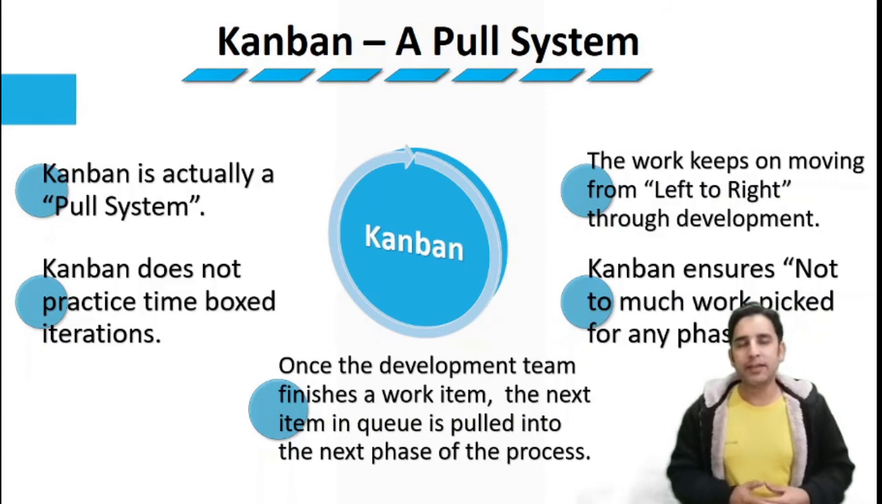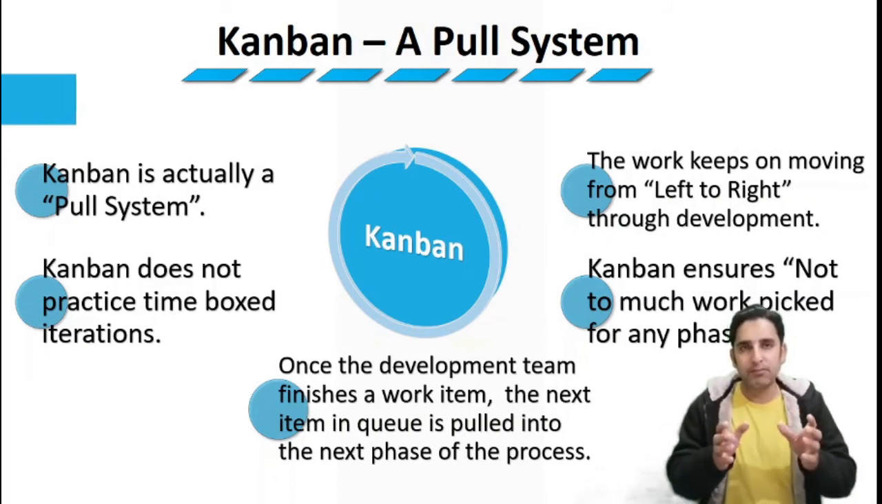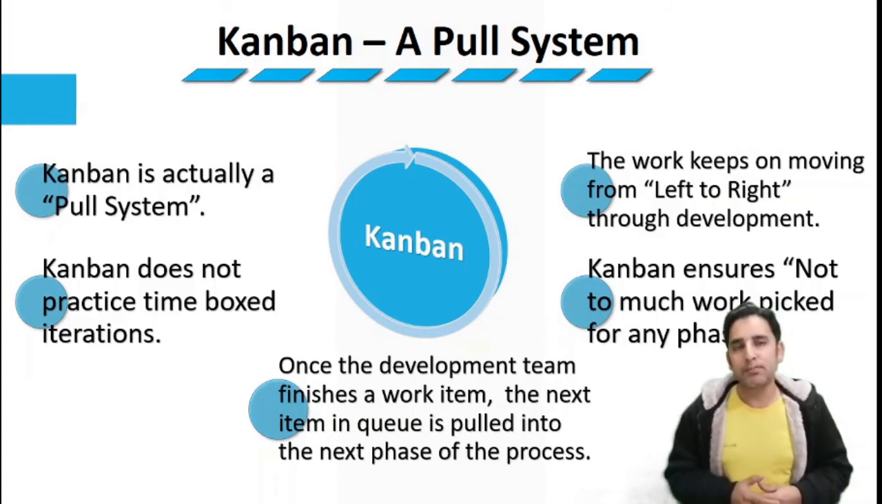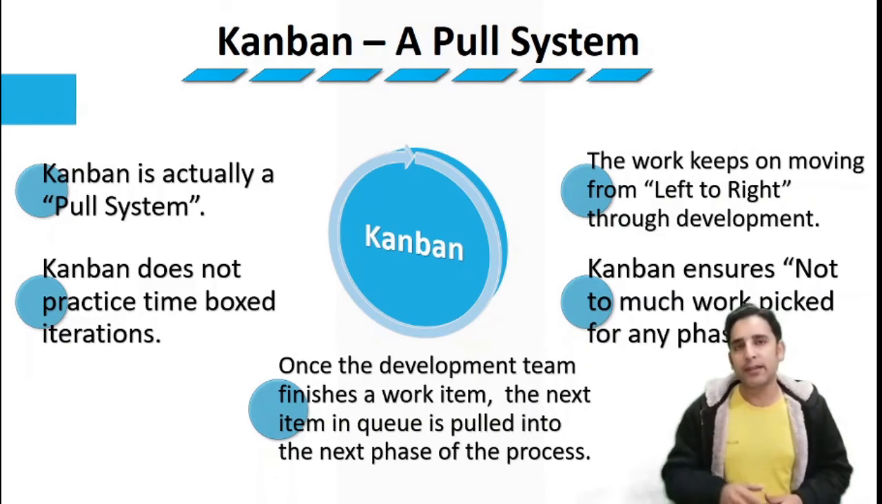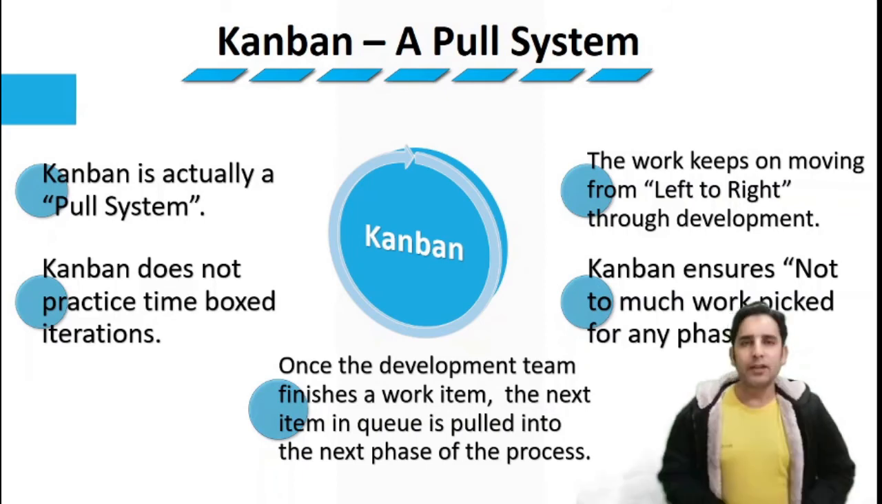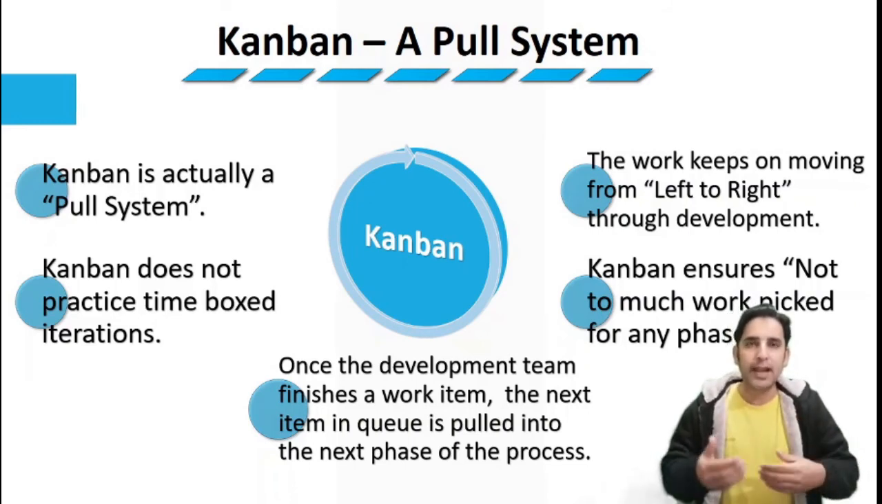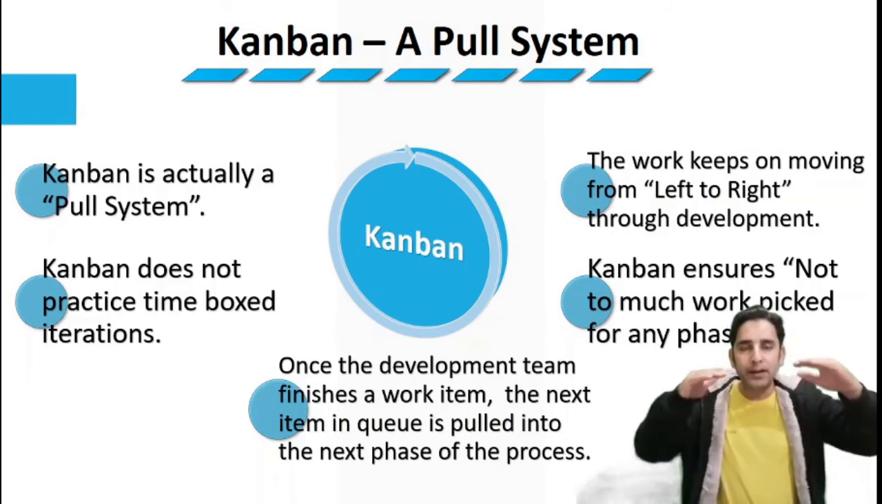Work in progress limits means Kanban restricts the team from picking too much work for any phase, because picking too much work for any phase creates a lot of bottlenecks and makes the team's performance a bit slow. That's the reason Kanban enforces its work in progress limits, which is the highest attribute of the Kanban framework. You might have noticed that every framework or methodology tries to lay its foundation first, and based on that foundation, they build their framework.